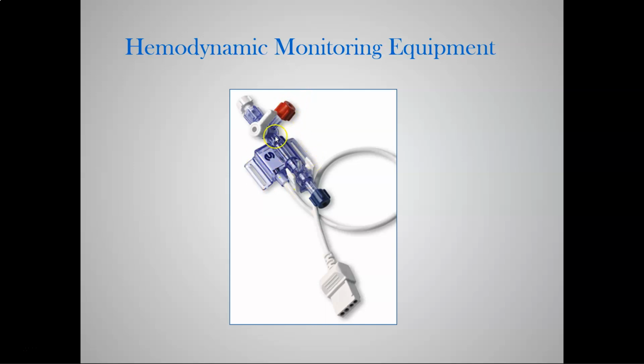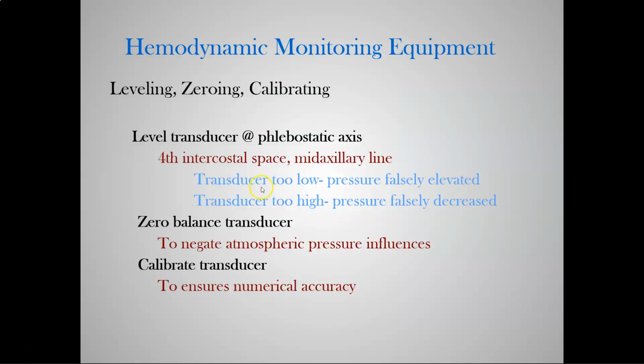And this right here needs to be placed at a very specific location in relation to the patient to present accurate values. So let's talk about leveling, zeroing, and calibrating. Where are we going to level it? We call it the phlebostatic axis. Fourth intercostal space, mid-axillary line, left or right, doesn't matter. I'm going to tell you this right now. If you have it too low, your pressure will be too high. If you have it too high, your pressure will be too low.